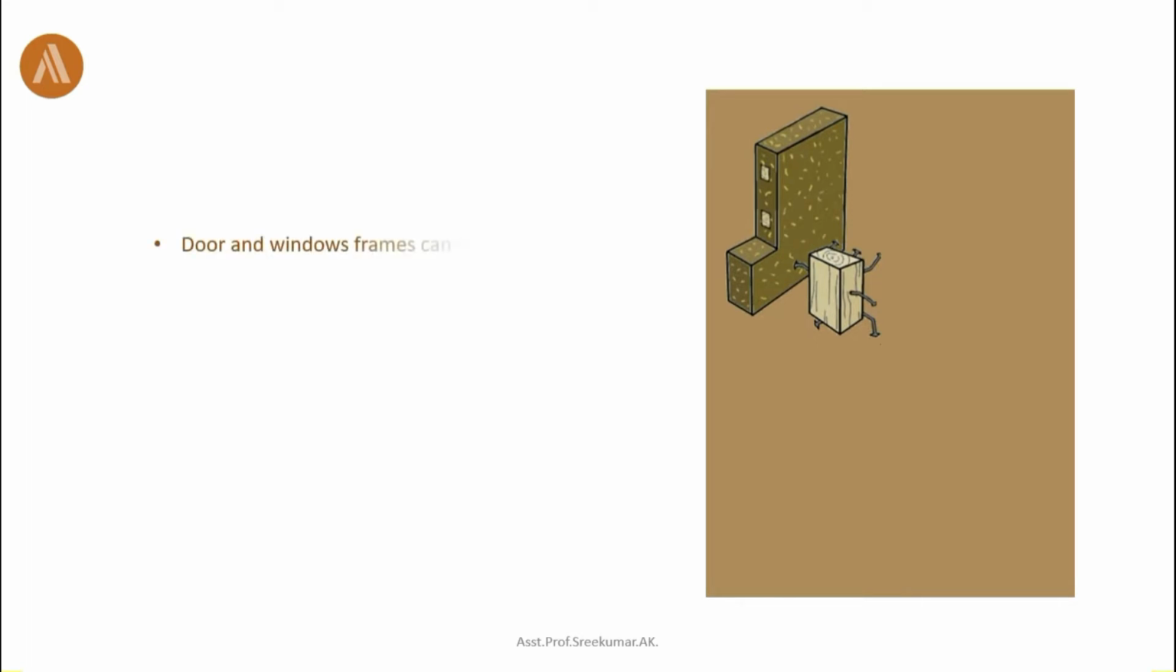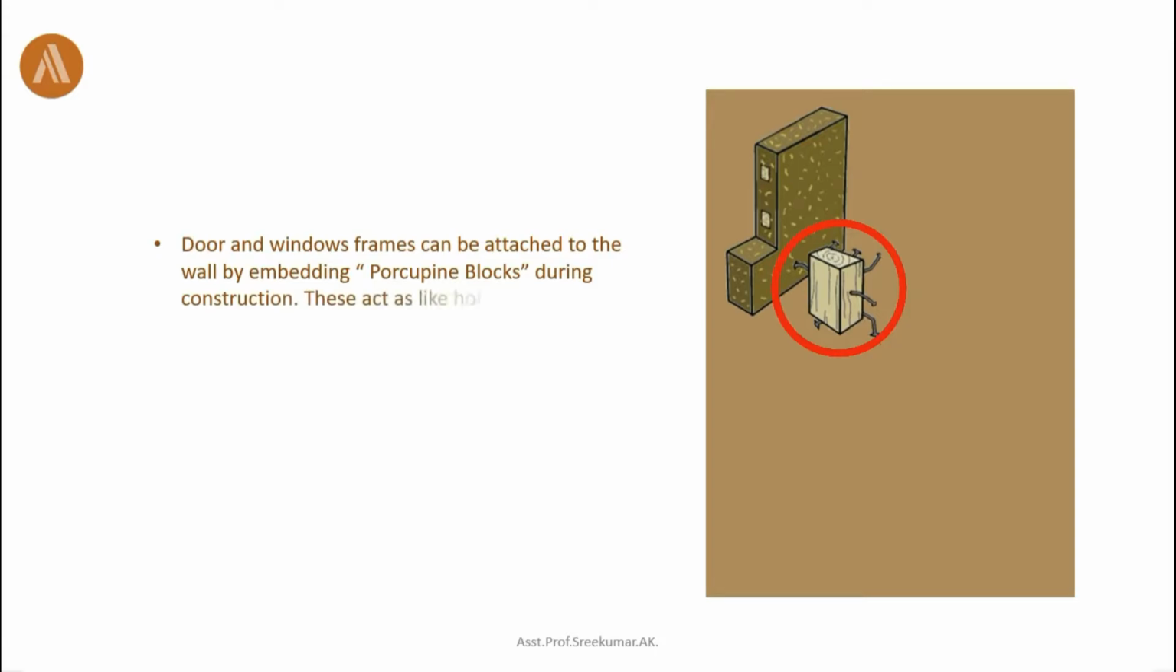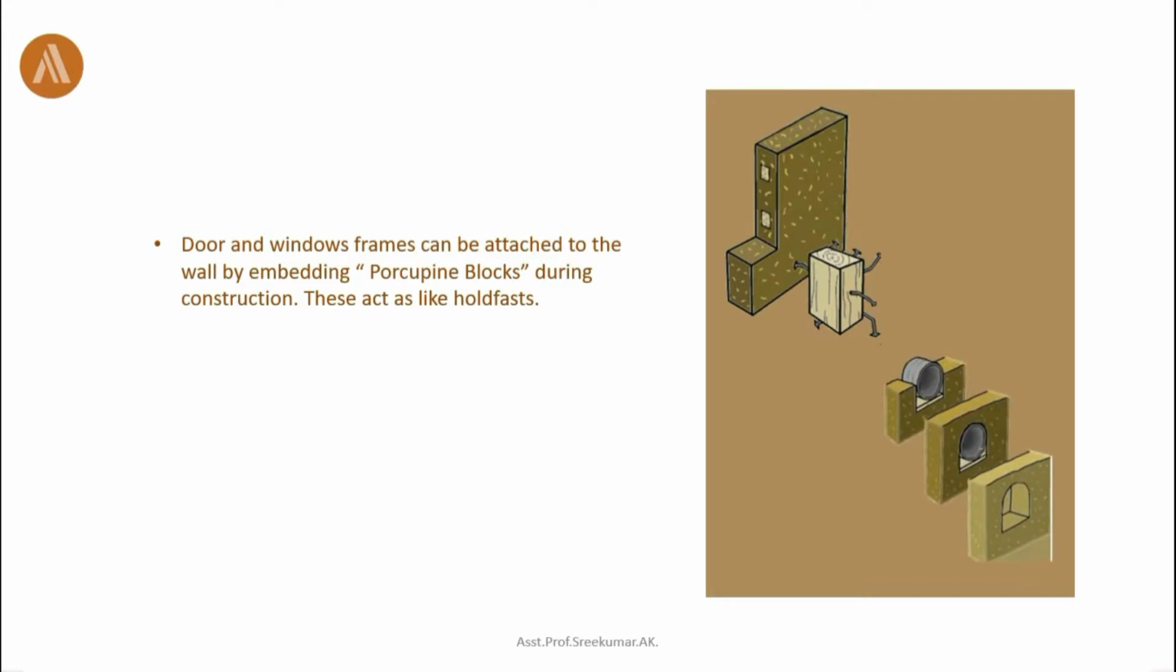Door and window frames can be attached to the wall by embedding porcupine blocks during construction. These act like holdfast. We can span these openings by corbelling cob balls or even by casting a monolithic cob arch.